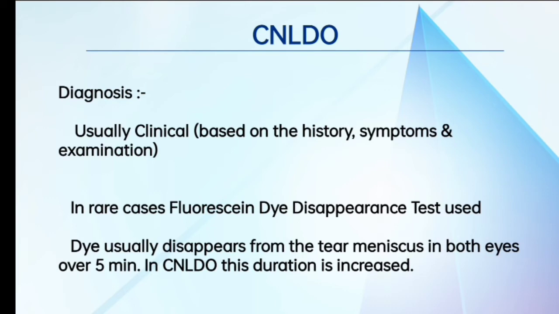It is usually clinical, based on the history, symptoms and examination of the child. In rare cases, fluorescein dye disappearance test can be used. Usually the dye disappears from the tear meniscus in both eyes by 5 minutes. In nasolacrimal duct obstruction, this duration is increased.